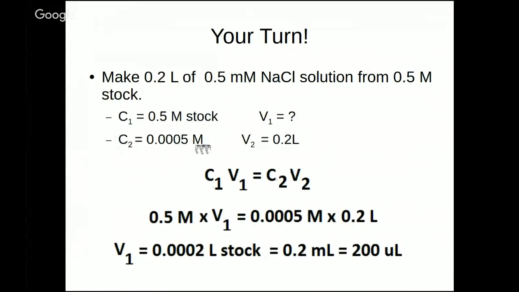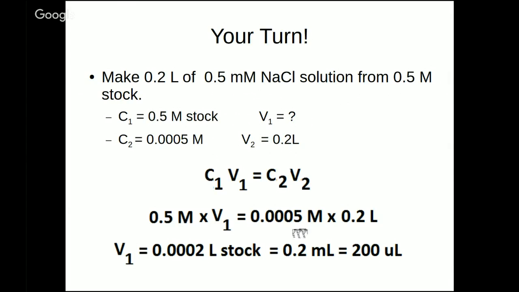Now, C2. C2 is in millimolar. I want to make a 0.5 millimolar solution. So since that's in millimolar and my stock is in molar, I need to convert one to the other. So in this case, I decided to convert it to molar. So I ended up with 0.0005 molar, which is very, very dilute. And that's okay. My V2 is going to be the volume I want to make. So that's my 0.2 liters.